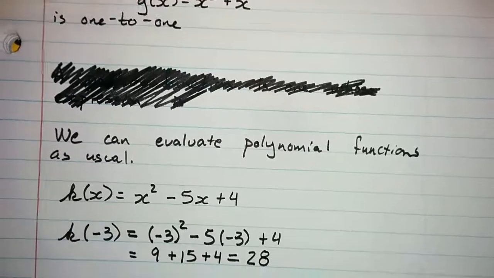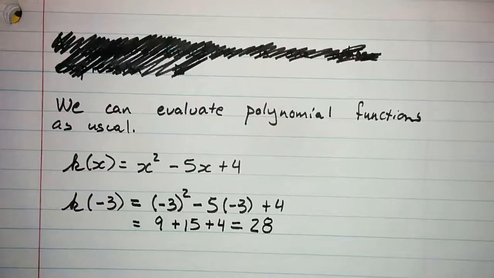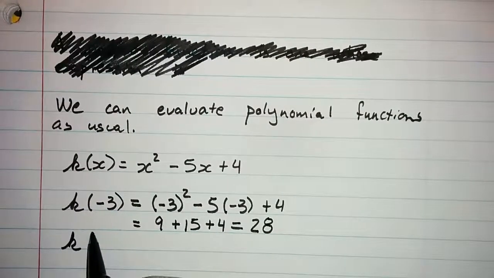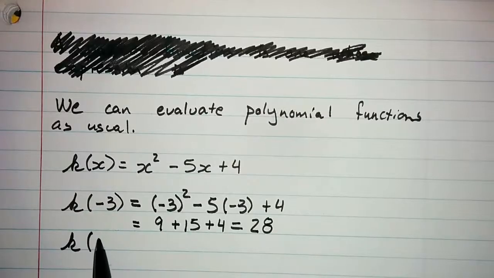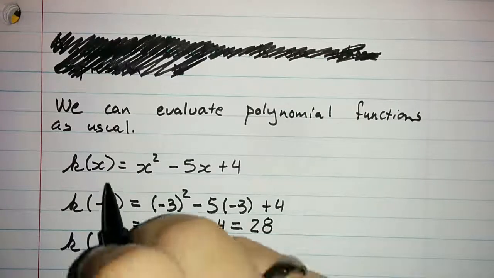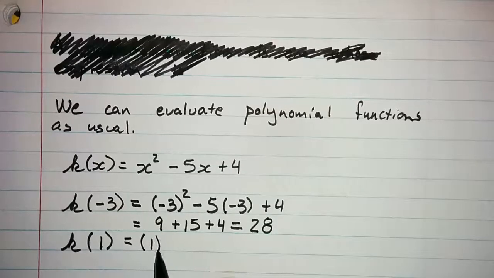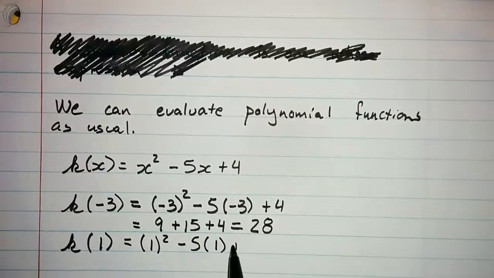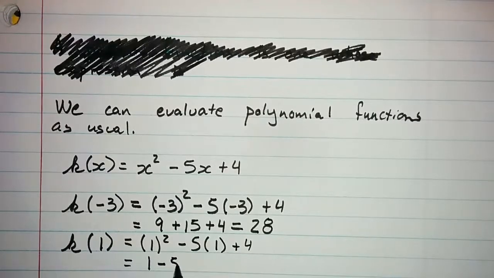I'll have you try one of these. Same function. Evaluate k of 1. Pause the video and try that now. So we'll just have 1 squared minus 5 times 1 plus 4. That'll be 1 minus 5 plus 4, which works out to 0.